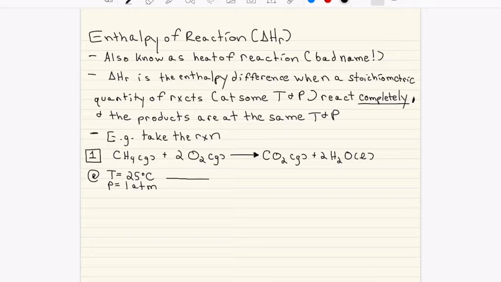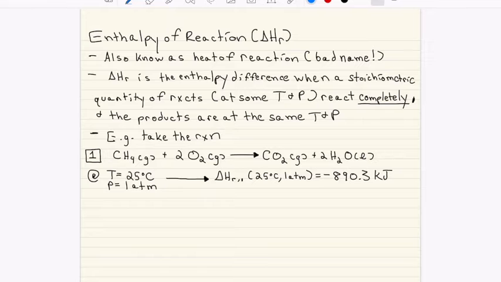When this reaction occurs at these conditions, and if you measured the energy released from the reaction, you would see that the enthalpy of reaction at this temperature and at this pressure would correspond to negative 890.3 kilojoules. Okay? And so we're just going to say that the delta H of R for this reaction number 1 is equal to about negative 900 kilojoules.